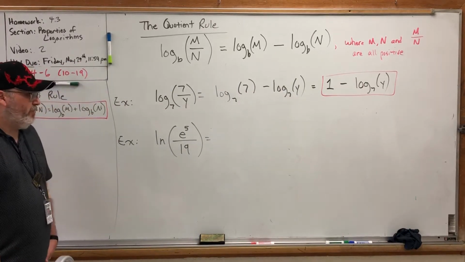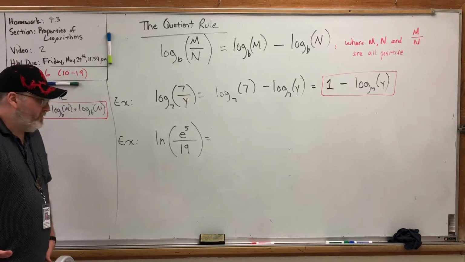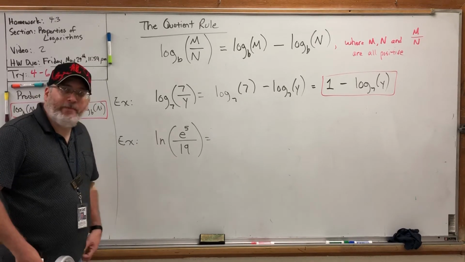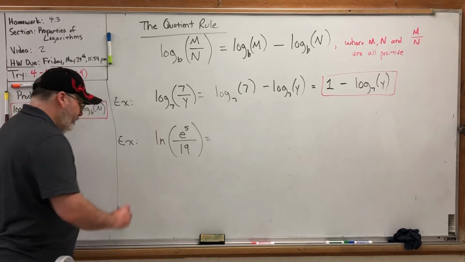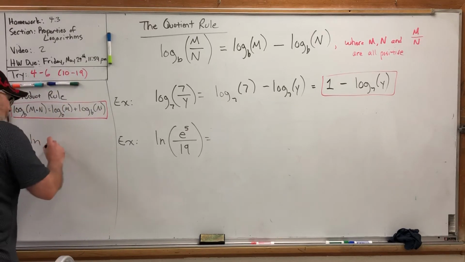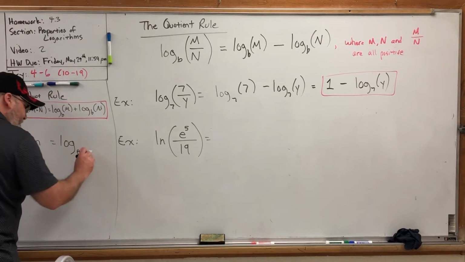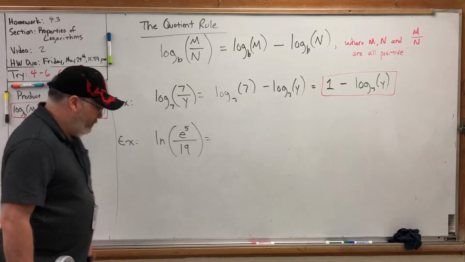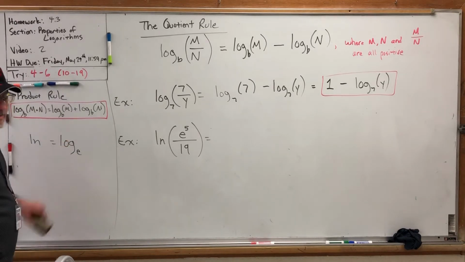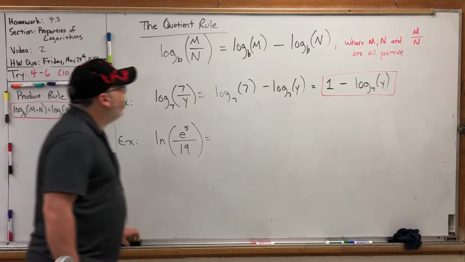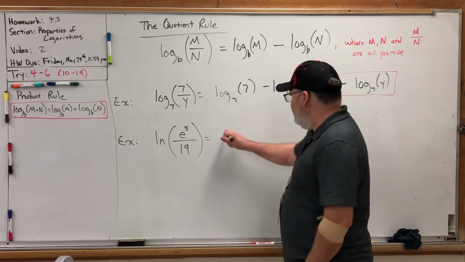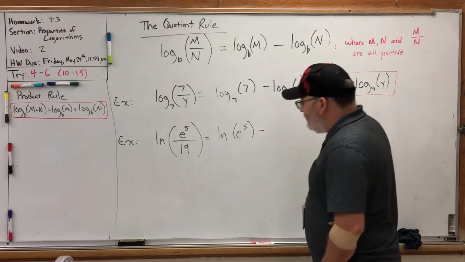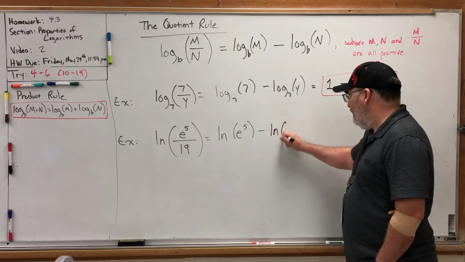Second one kind of runs the same course, at least initially. It's a logarithm of a fraction, specifically a natural logarithm. And do you remember what the implied base of natural logarithm was? Recall that natural logarithm means log base e. So if we have an e in an argument, we might need to keep that in mind. Oh, look, we do. All right, so the log of a quotient is the log of the numerator, so natural log of e to the 5th, minus the log of the denominator, so natural log of 19.